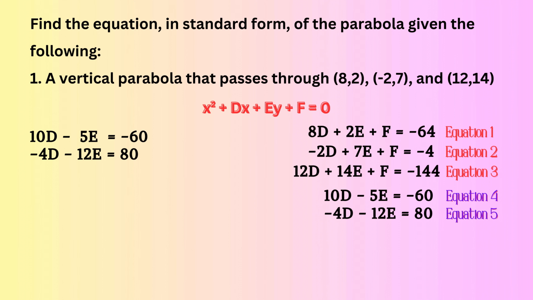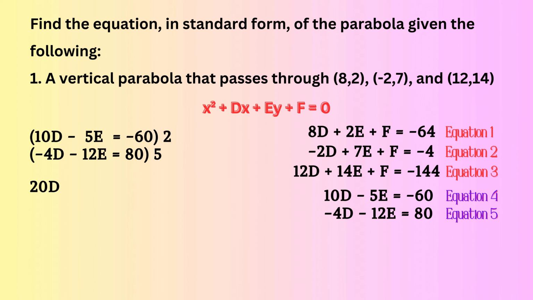We can multiply 2 to equation number 4, so that 10d will become 20d, while we can multiply 5 to equation number 5, so that negative 4d becomes negative 20d. Then we eliminate variable d.